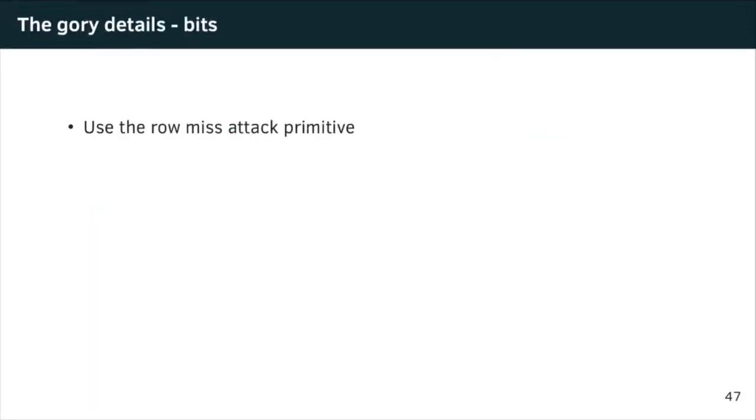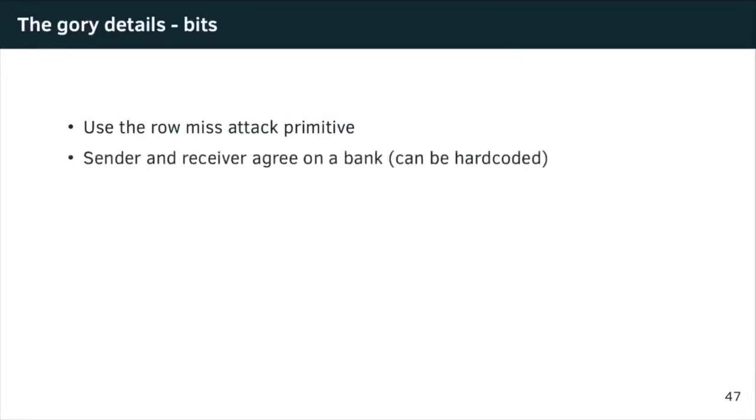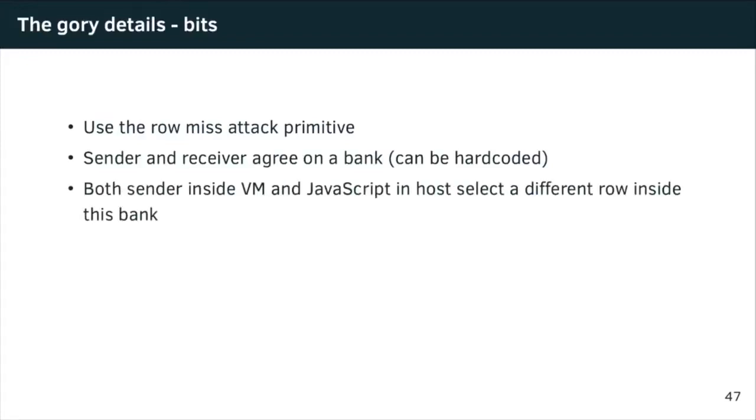And we use this row miss attack primitive we showed before. So the only thing is we have this sender and the receiver agree on a bank at the beginning. So this is hard-coded in the application. We can choose any of the banks. And then inside the VM, we have this binary running, this malware or whatever, that wants to exfiltrate the data from the virtual machine to the internet.